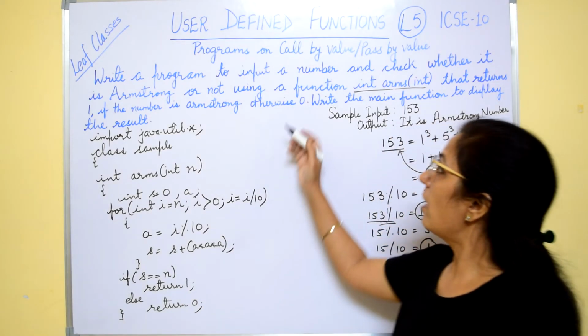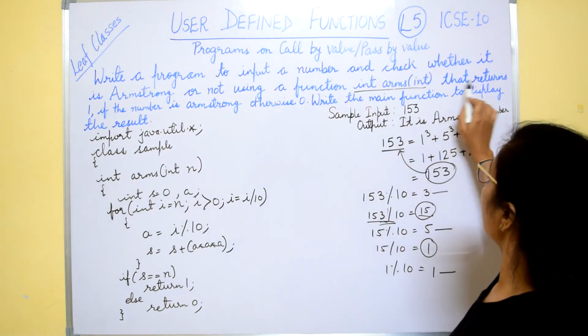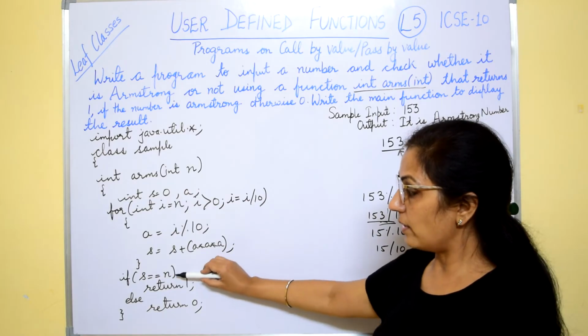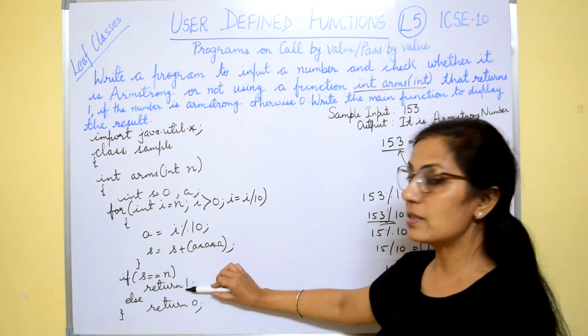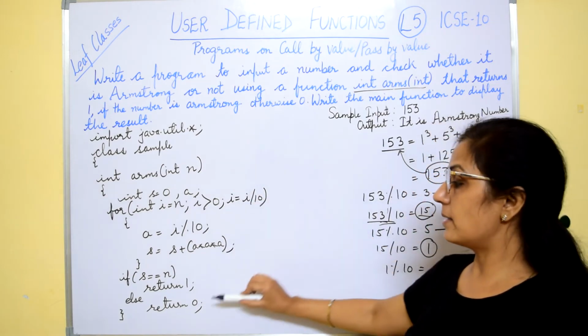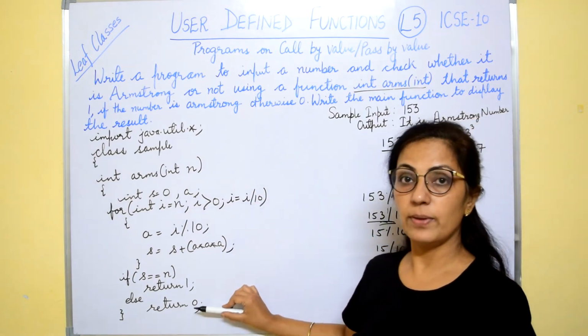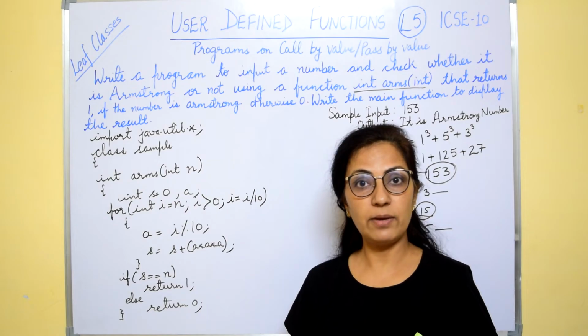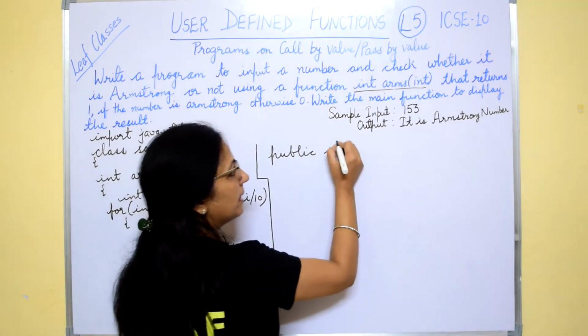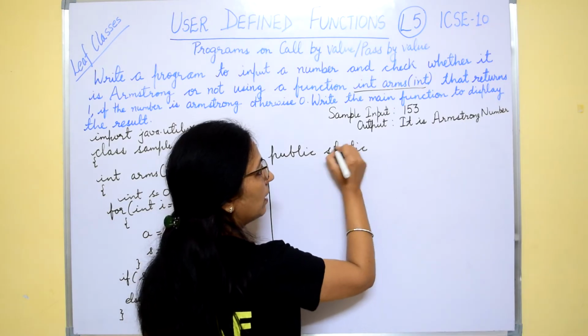Why 1 and 0? Because the question says that return 1 if the number is Armstrong. So if this condition is true, that means the number is Armstrong. So it is returning 1, otherwise it is returning 0, right? So let us now write the main function. For writing the main function, you will write public static void main.